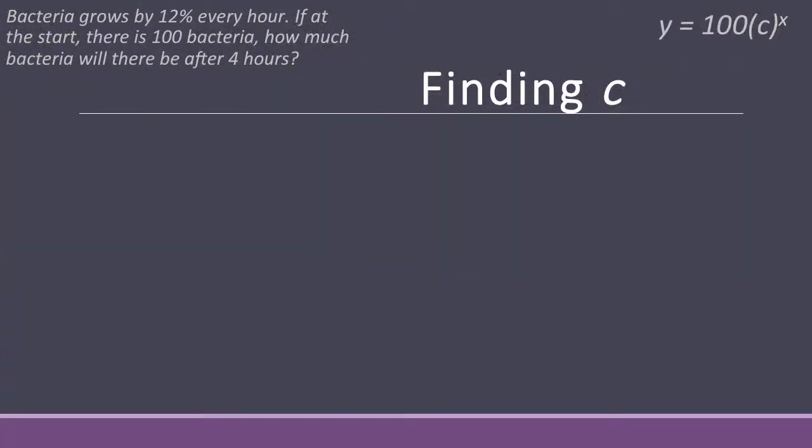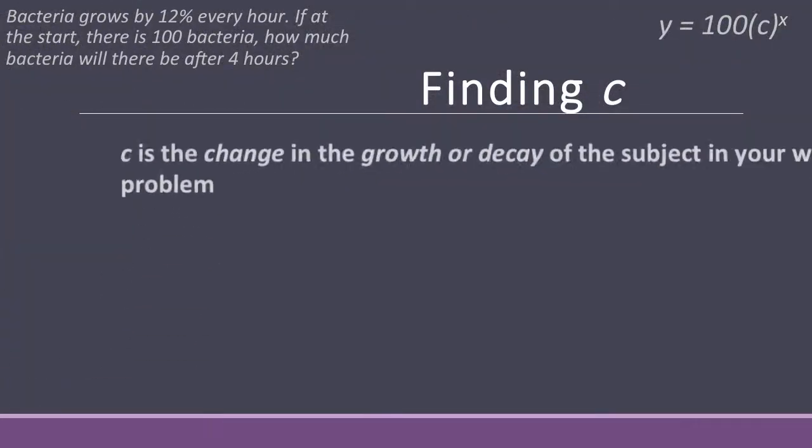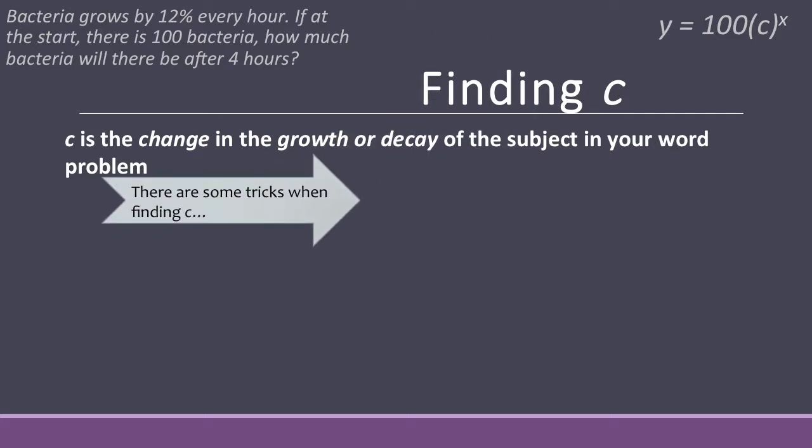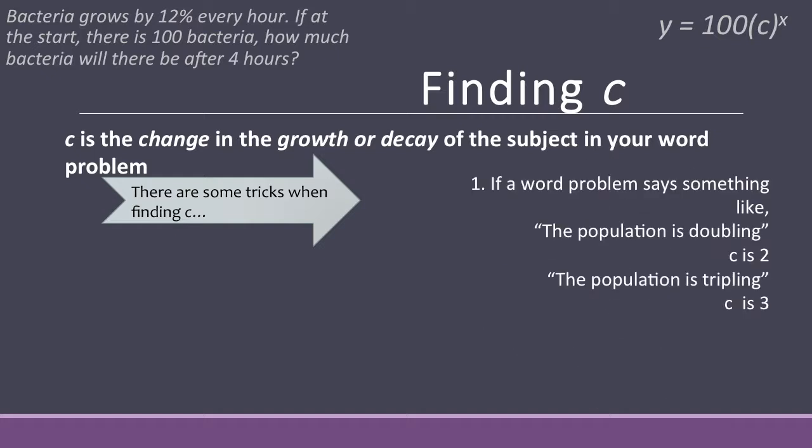So now we're going to talk about how you find C. C is the change in the growth or decay of the subject in your word problem. There are some tricks, first of all, when you want to find C. The first trick is if the word problem says something like the population is doubling, C is just 2. If it says the population is tripling, C is 3, and so on and so forth.